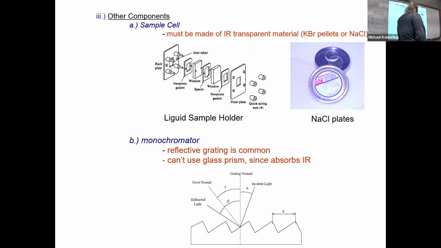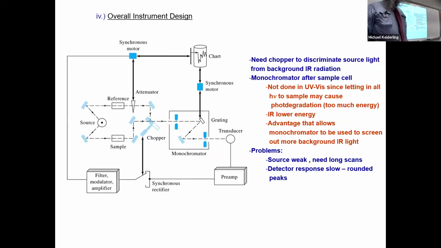Monochromator or reflective grating is common. You can't use a glass prism because that absorbs infrared. So you end up using a grating instead. That uses interference. And then this is sort of the traditional overall instrument design, where you have a reference and a sample and a chopper. You need a chopper to discriminate source light from background IR radiation. And you put the monochromator after the sample cell.